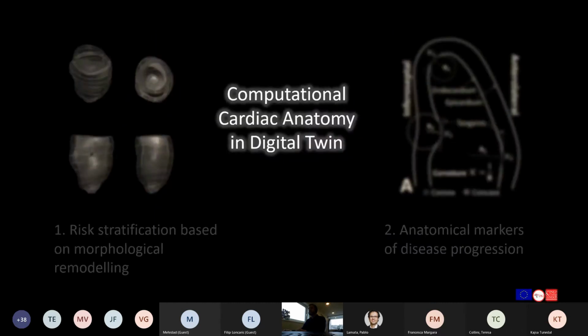And this type of analysis can be built based on the concept of the digital twin. With the digital twin, we want to go beyond the standard measurements and use computers for reasoning and the hypothesis generation. And the increasing availability of the clinical data from different sources and different modalities can be used within this concept. And I will present two projects that are related to that.